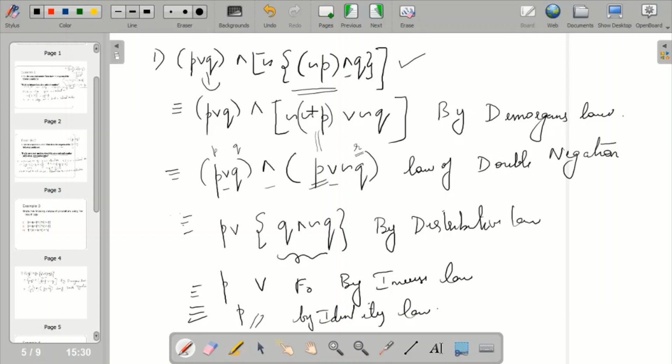I replace this with this. Then I got P or Q as it is and P or negation of Q. You can see this is or, this is and, this is something like P or Q and P or R.